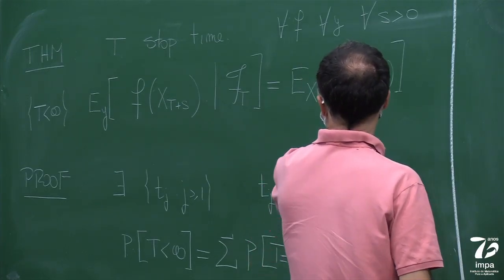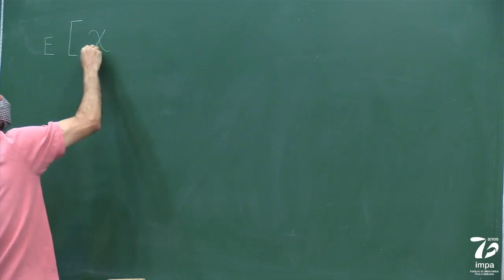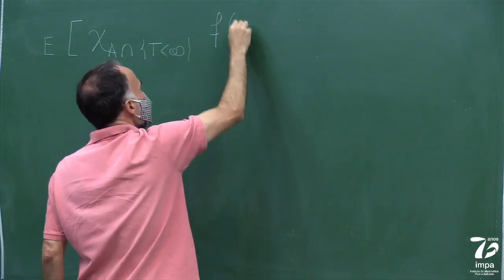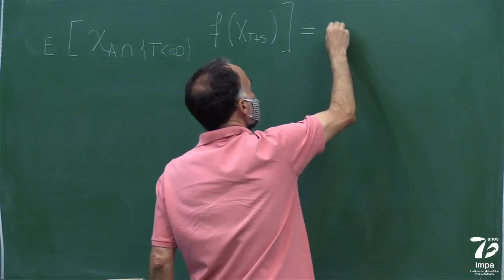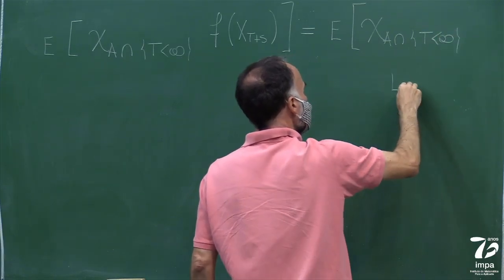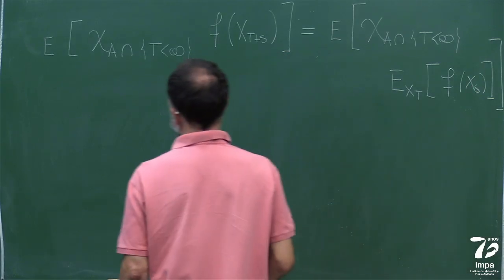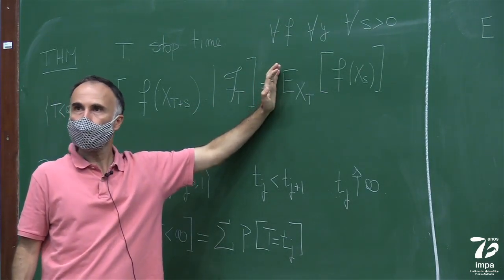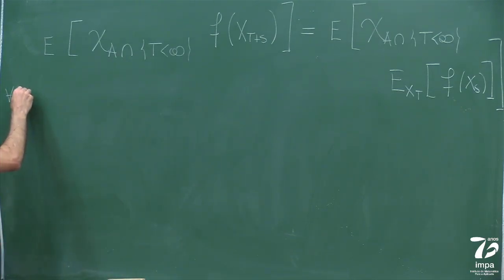In order to prove this, what I have to show is that the expectation on the set A intersection {T less than infinity} of f(X_{T+s}) is equal to the expectation of the indicator of A intersection {T less than infinity} times the expectation starting from X_T of f(X_s). We know already that X_T is F_T measurable, I just proved that. So this function is F_T measurable. Therefore, to prove that this conditional expectation is given by that, it's enough to show that this holds for all A in F_T.